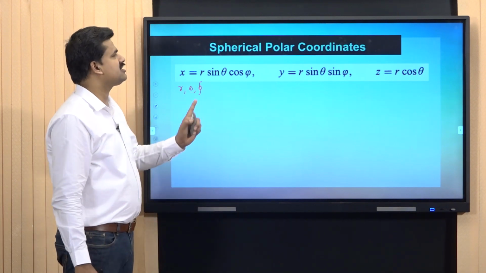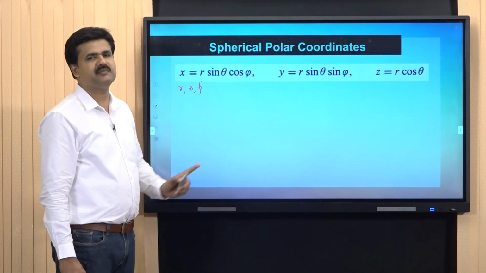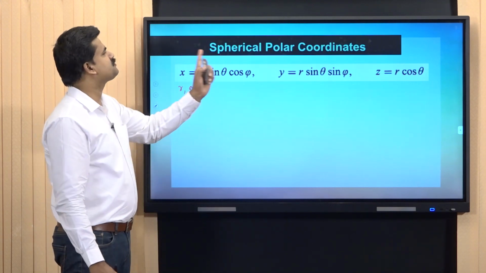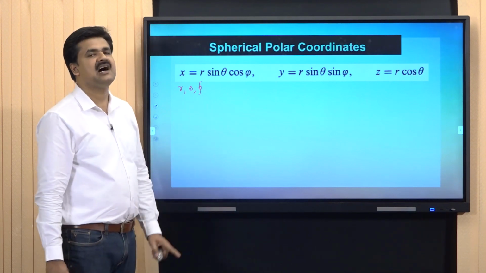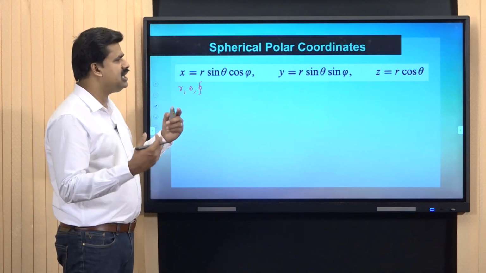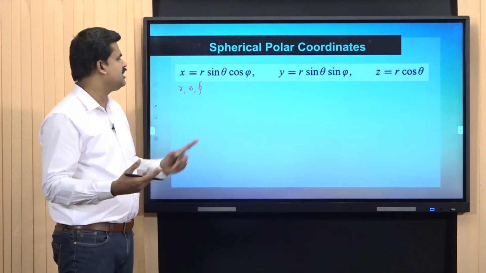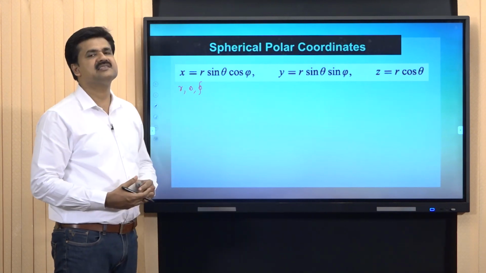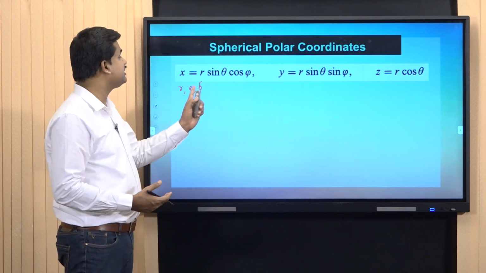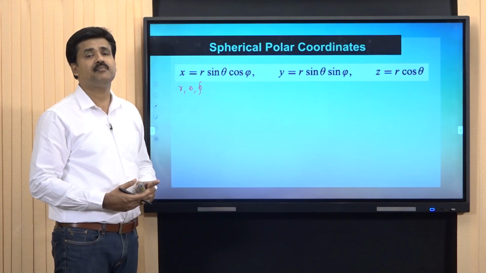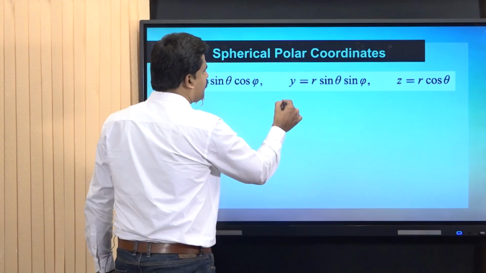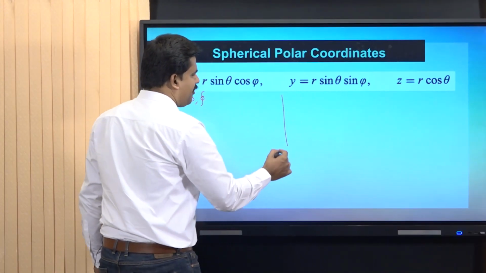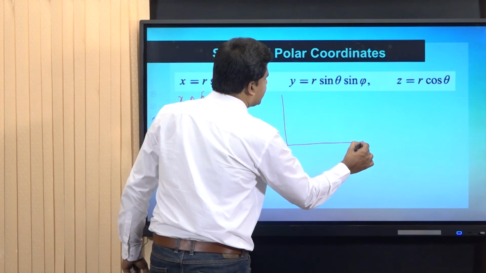Thus, Cartesian coordinates has three variables x, y, and z. But in spherical polar coordinates, there are three variables r, theta, and phi. And now we are going to study what these three variables designate. What are these three variables in spherical polar coordinates? We can represent the spherical polar coordinate system by starting from a Cartesian coordinate.